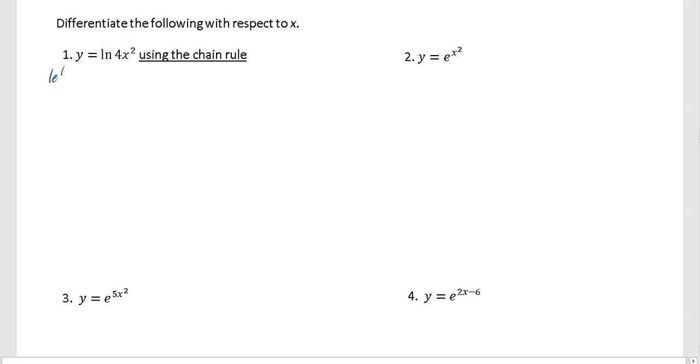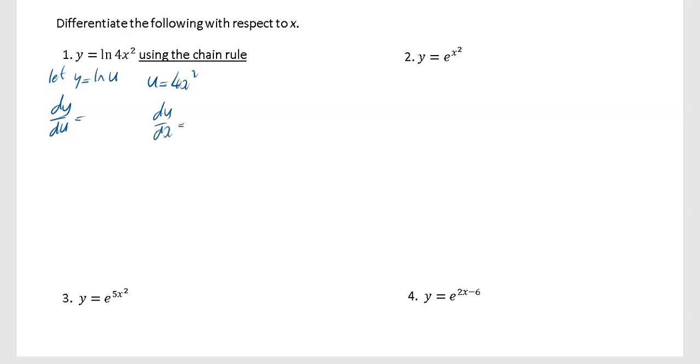So here I'm going to say let y equal ln of u, and that means u is equal to 4x squared. So the two bits we need for the chain rule are dy by du, and we need du by dx. So dy by du will be 1 over u. Du by dx will be 8x. So let's write down our chain rule again. Dy by dx is equal to dy by du times du by dx.